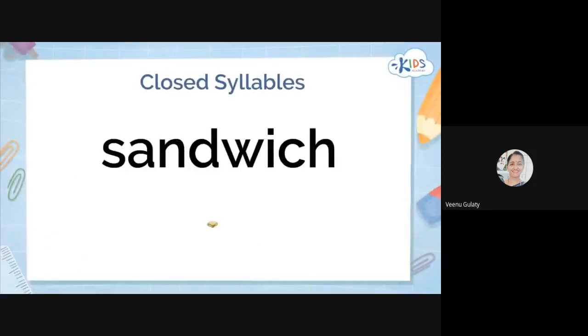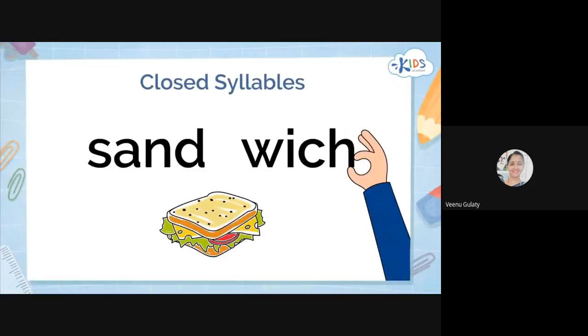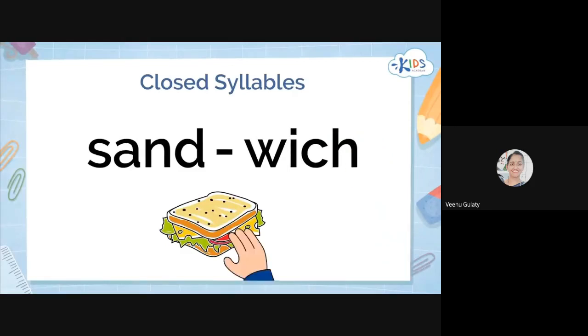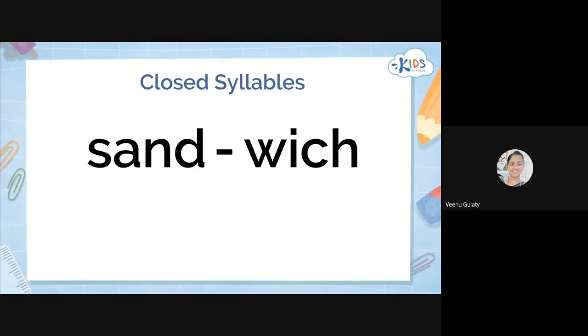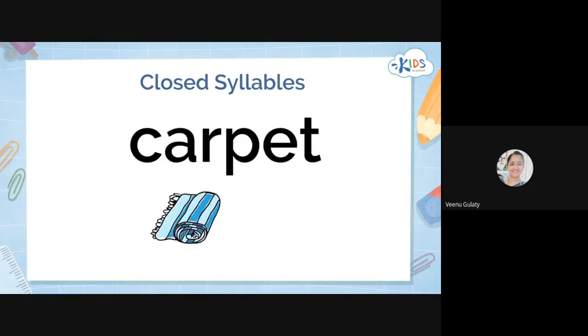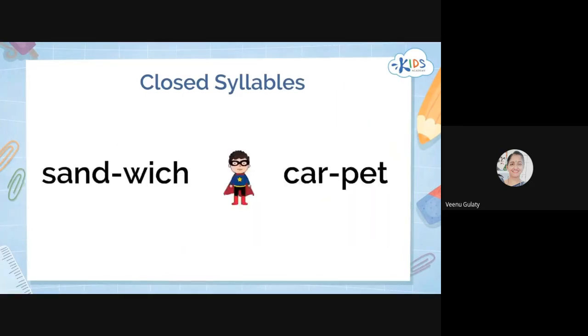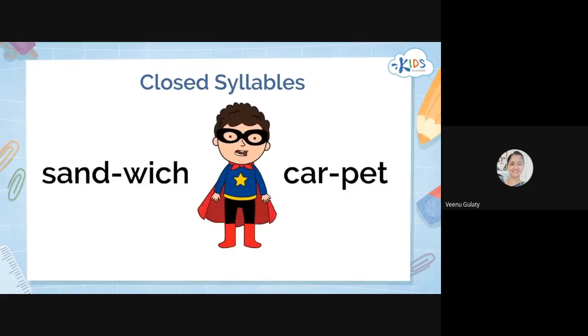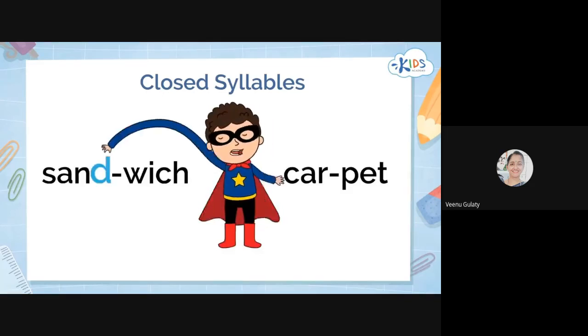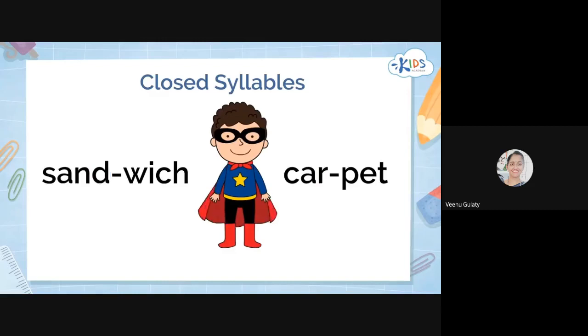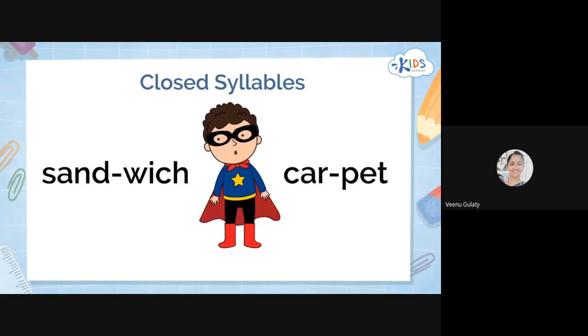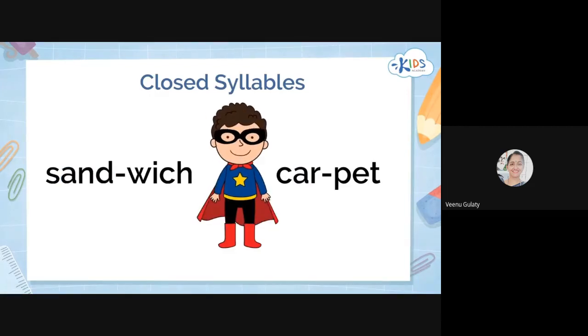Closed syllables end with a consonant, like sandwich, carpet. The first syllables in both of those words are closed because they end in a consonant. Closed syllables tend to have short vowel sounds.